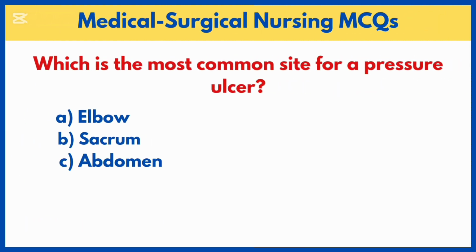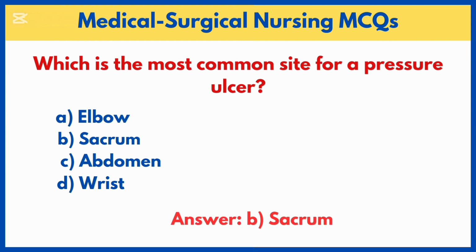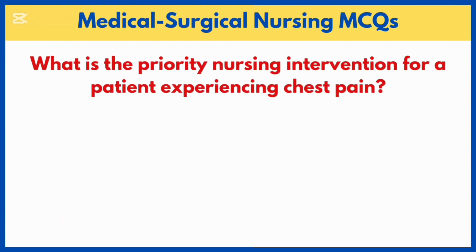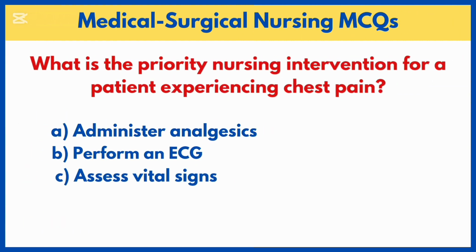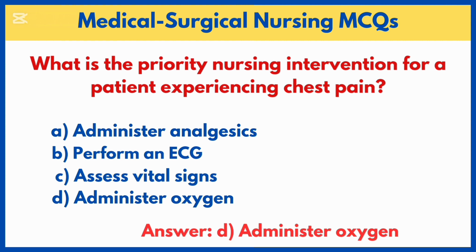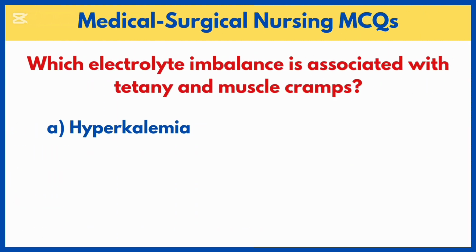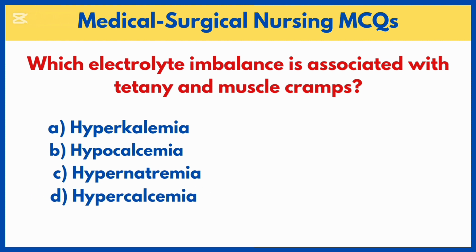What is the most common site for a pressure ulcer? Correct answer is option B, sacrum. What is the priority nursing intervention for a patient experiencing chest pain? Correct answer is option D, administer oxygen. Which electrolyte imbalance is associated with tetany and muscle cramps? Correct answer is option B, hypocalcemia.